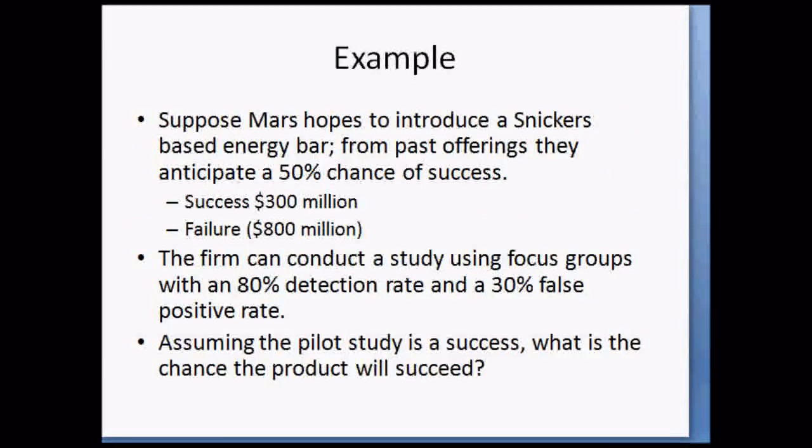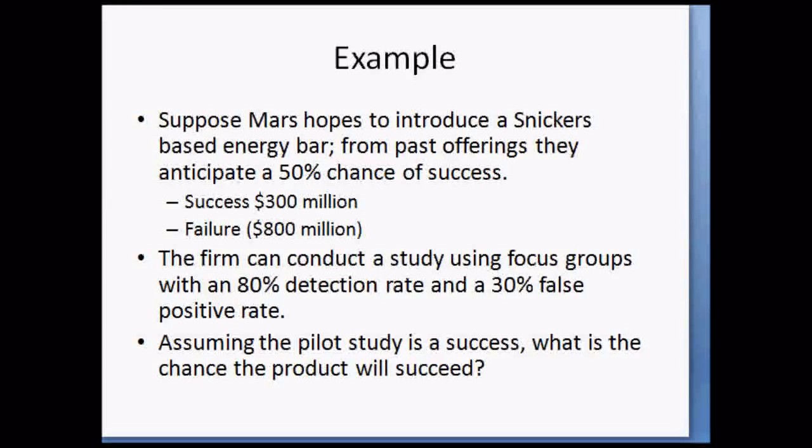So now let's think about a problem we can use this idea for. Suppose Mars hopes to introduce a Snickers energy bar, and they think that they have a 50% chance of success, and they make 300 million if it is, and lose 800 million if it's not. Obviously, 50% chance of success is not good enough. So we need more information. We need to either know for sure that it's going to be a failure, or know for sure that it's going to be a success, or at least know with more accuracy.